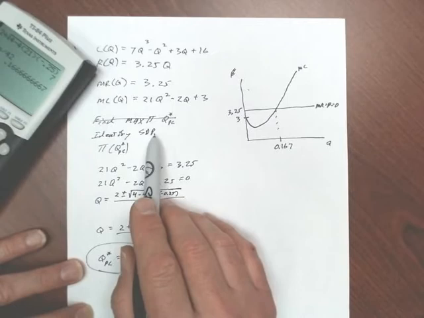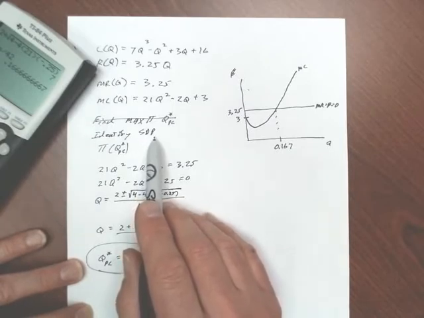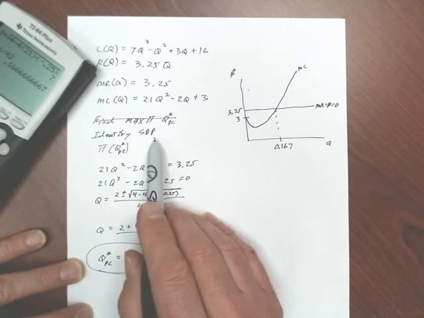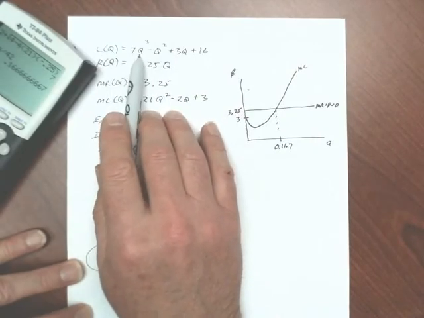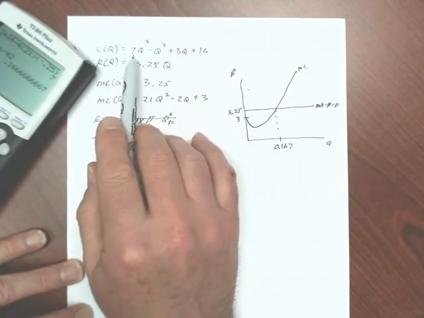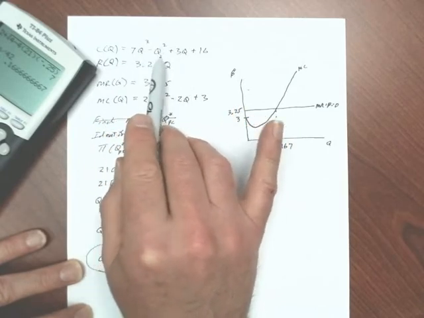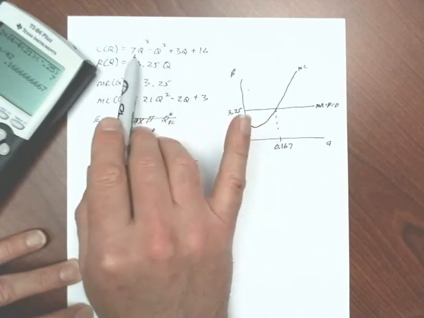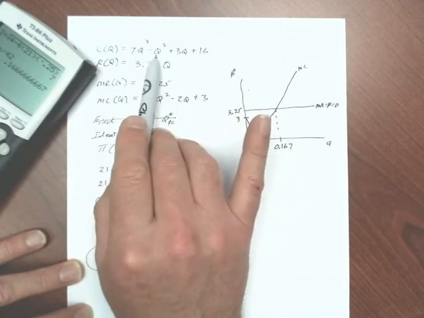Now the shutdown point is going to be characterized by the minimum of the average variable cost curve, okay? And I need to graph that as well. So what is average variable cost? What is variable cost? It is this portion of the total cost function, the portion that's a function of Q. That's total variable cost. So average variable cost is that divided by Q.